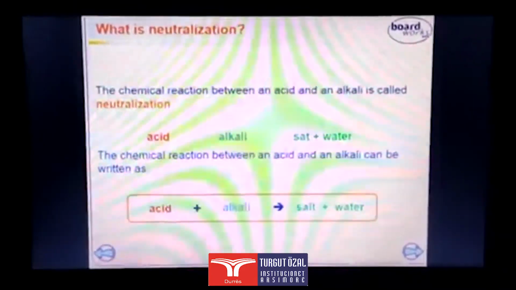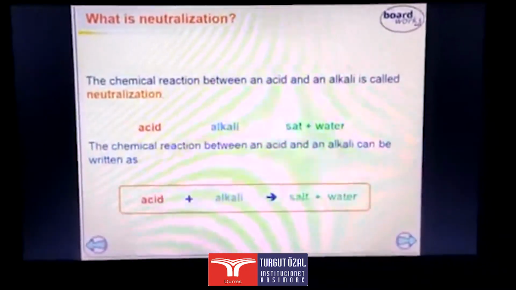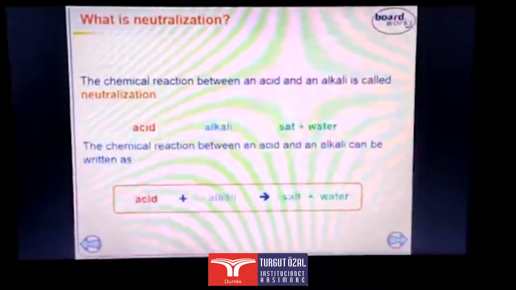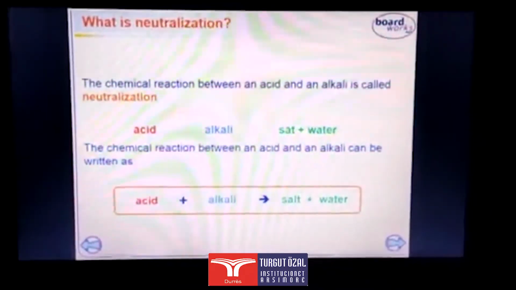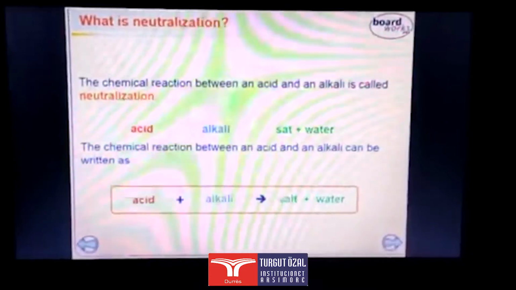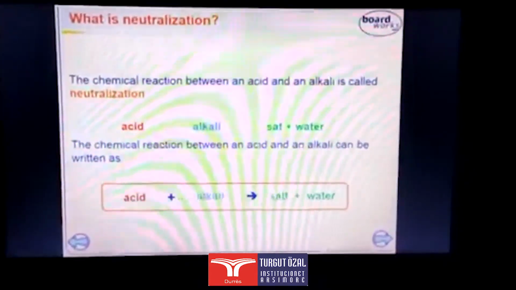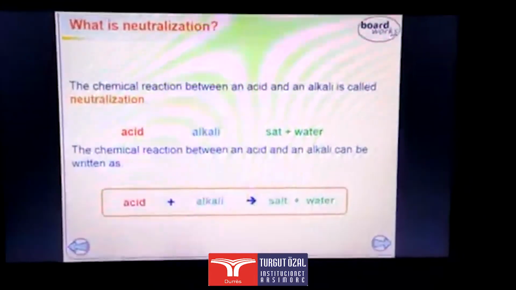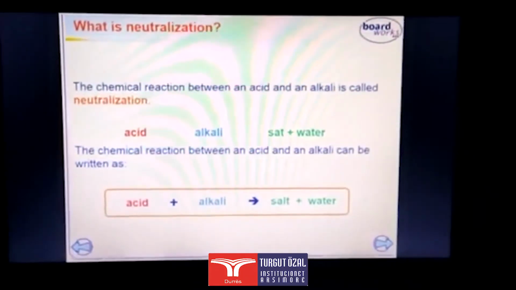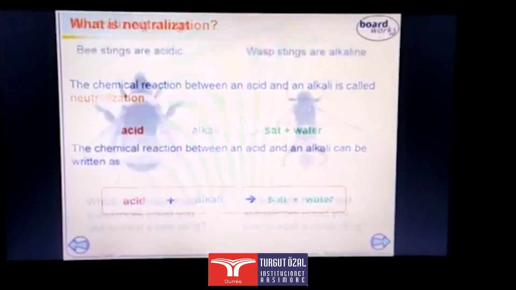What is neutralization? The chemical reaction between an acid and an alkali is called neutralization. The chemical reaction between an acid and an alkali can be written as acid plus alkali will give salt and water. Remember, the acid can be a hydroacid or an oxyacid.